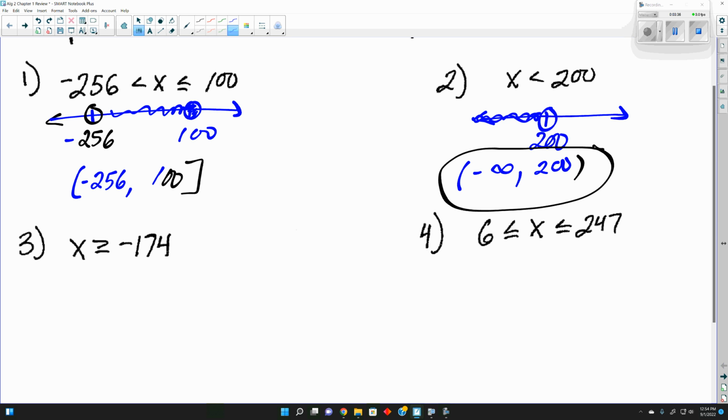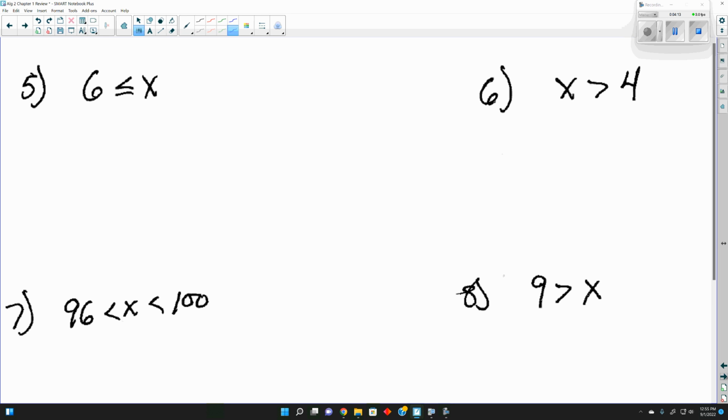Now, if you understand how to do this without the graph, then you can do it without the graph. So I'd only put the graph if you find it helpful. Okay? Wait, so where do we put the brackets? Brackets equal to it. Yes. Brackets when it's equal, parentheses when it's not, because brackets are saying it's included, parentheses are saying it's not included. Any other questions on 1 through 4?